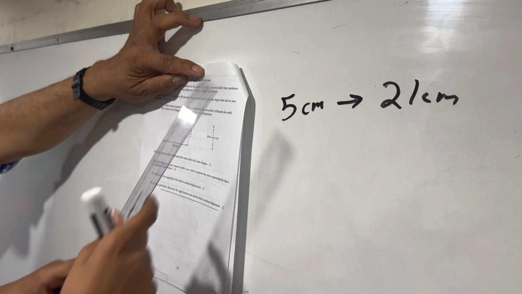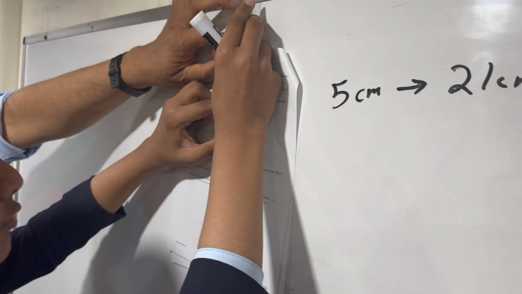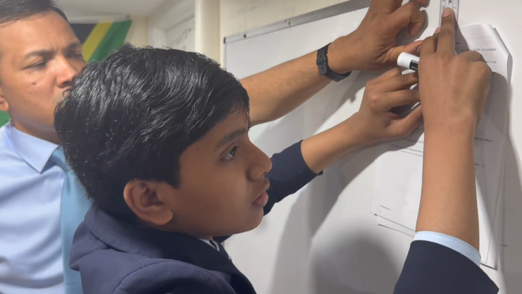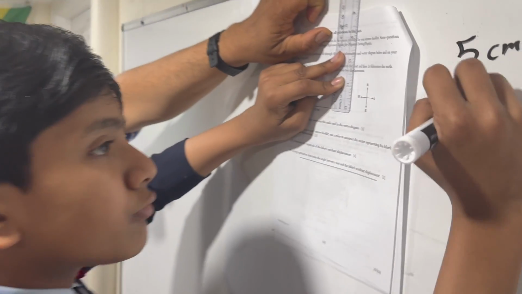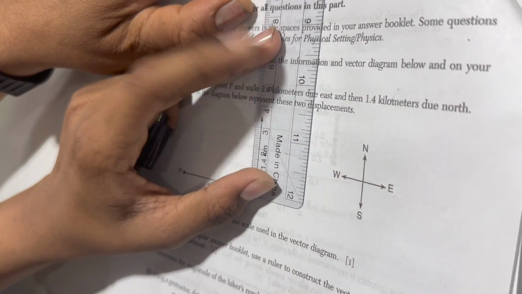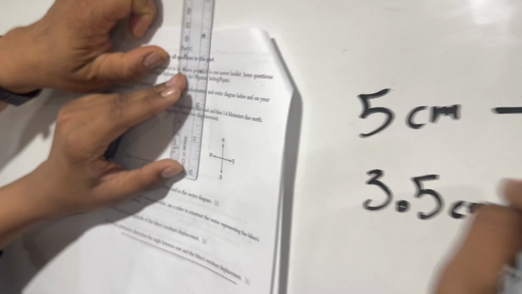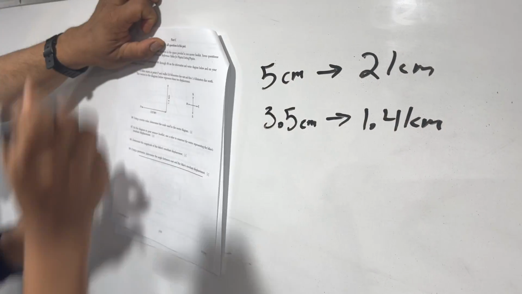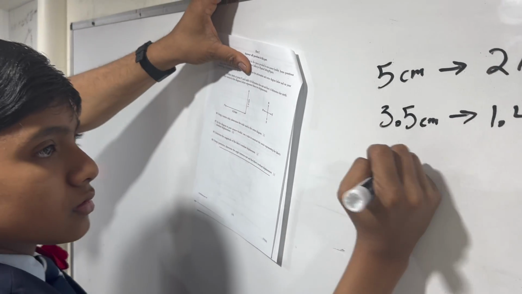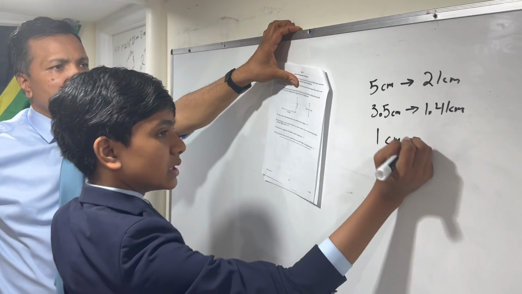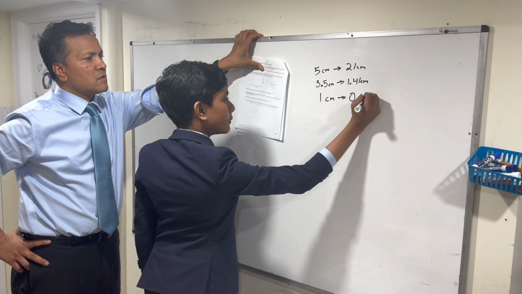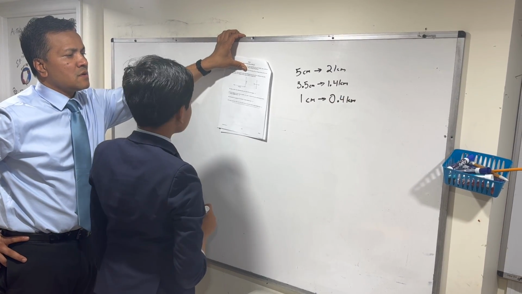All right. Now let's make sure our observations are correct by doing the same thing. Over here, we can see that 3.5 centimeters corresponds to 1.4 kilometers. So can you tell me 1 centimeter is how many kilometers? Well, simple question. It's just going to be 0.4 kilometers, for both cases. Yes. Good.